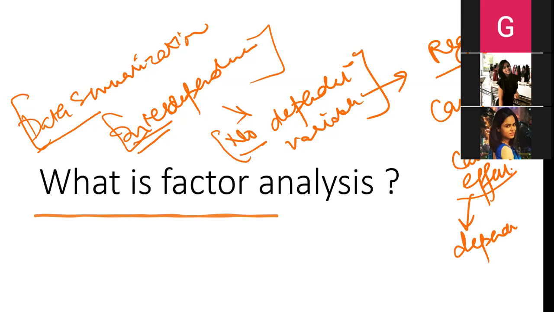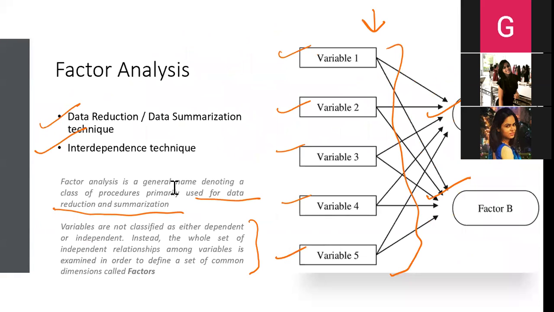Why is it interdependence? Because there is no dependent variable. We are not saying that there is any cause and effect. There is no dependent or independent variable. We are checking the interdependence. So it's a data reduction or data summarization technique.